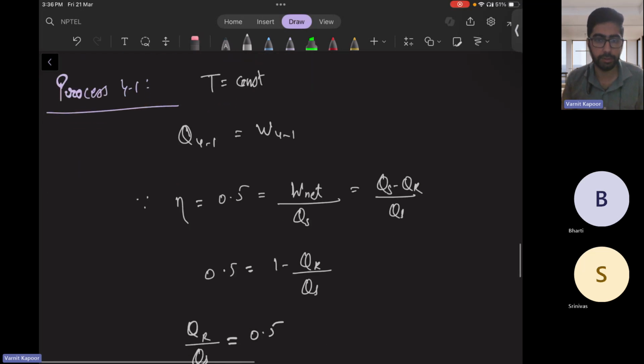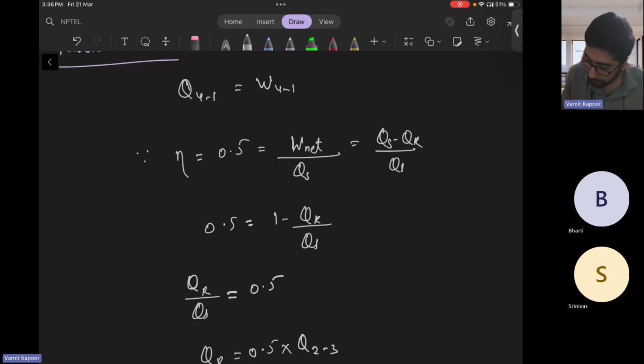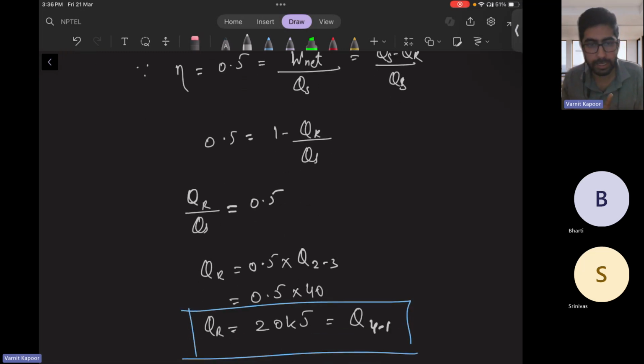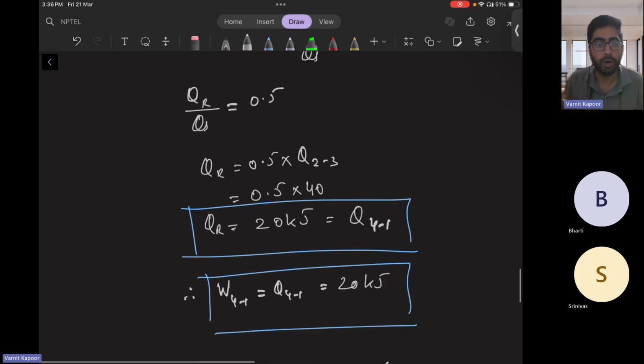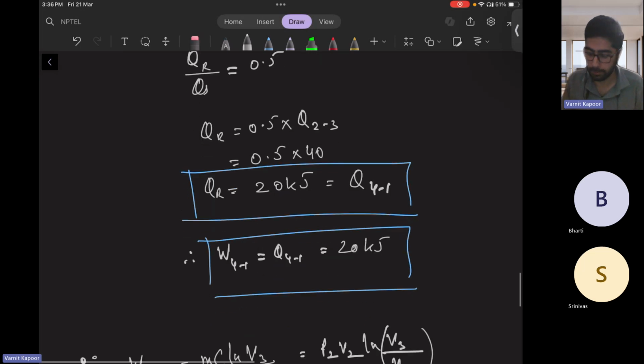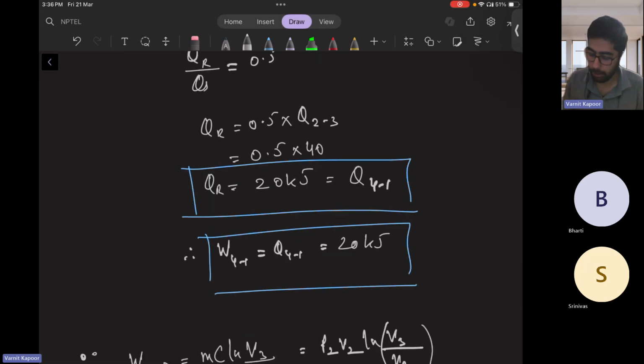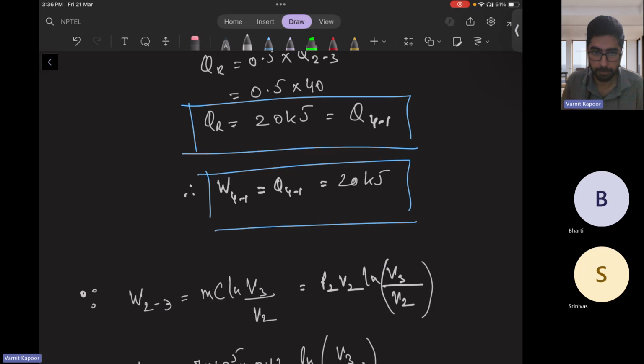Work net is Q supplied minus Q rejected by Q supplied. So you can write Q rejected by Q supplied as 0.5. Q supplied 2 to 3 is given to you as 40 kilojoules. Multiply by 0.5, you get Q rejected as 20 kilojoules. And that is nothing but your work in it as well. Okay, 20 kilojoules work in the compression process, isothermal compression process.